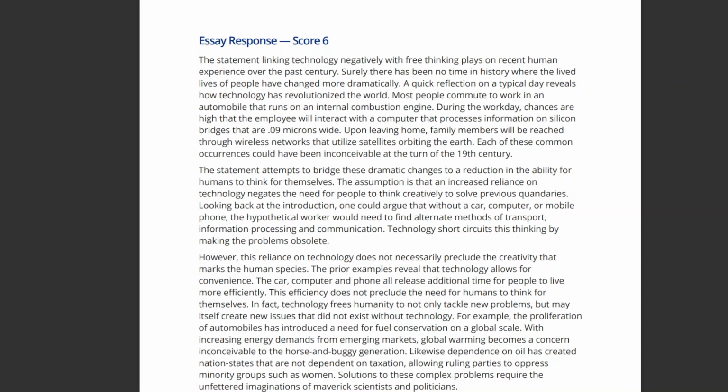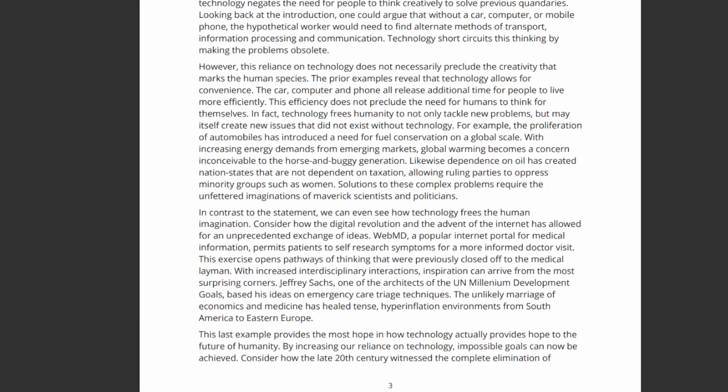exist without technology. For example, the proliferation of automobiles has introduced a need for fuel conservation on a global scale. With increasing energy demands from emerging markets, global warming becomes a concern inconceivable to the horse and buggy generation. Likewise, dependence on oil has created nation-states that are not dependent on taxation, allowing ruling parties to oppress minority groups such as women. Solutions to these complex problems require the unfettered imaginations of maverick scientists and politicians.